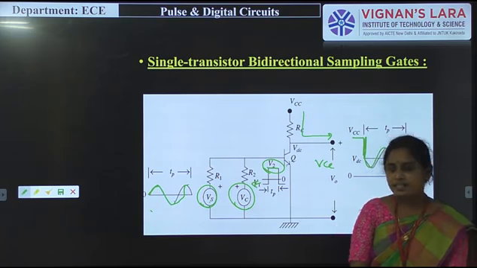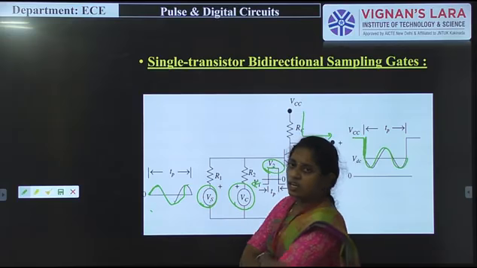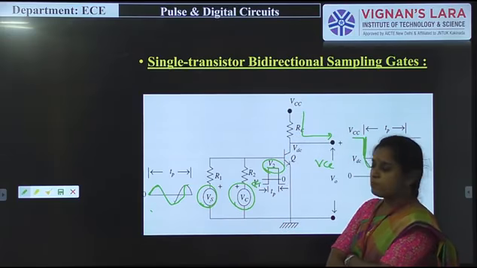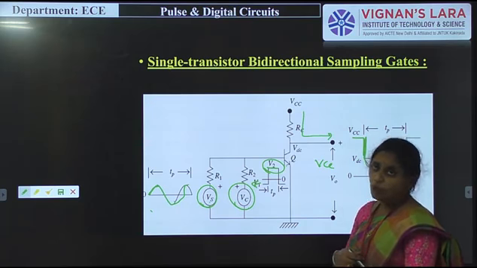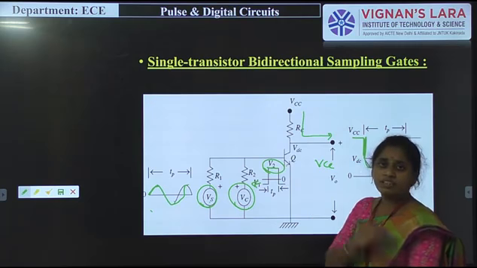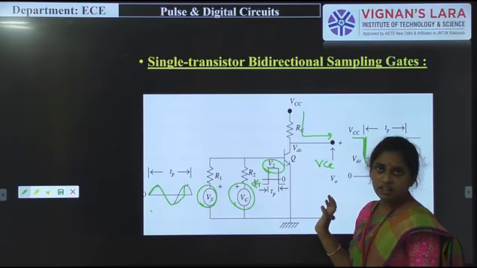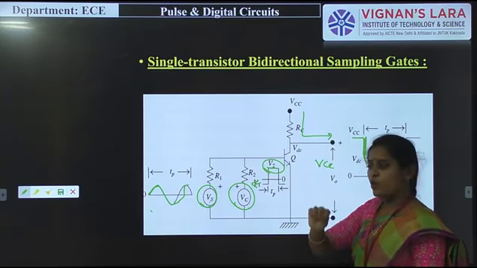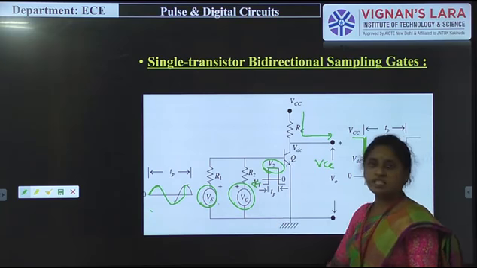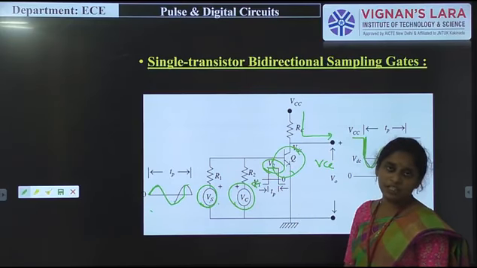But here there is a problem. Here the control signal Vc and the sampling signal Vs are both combined and given to the transistor Q1. That is a major drawback of this particular type of bidirectional sampling gate. Why? Because our main motto is that whatever the input signal is, that will be produced at the output side. But here the input as well as the control signal are combined.